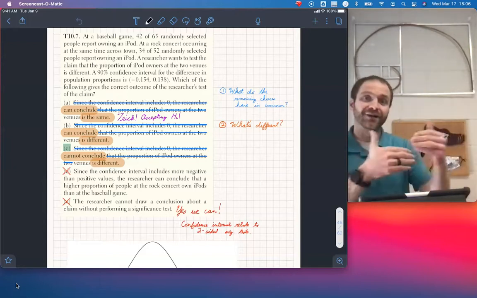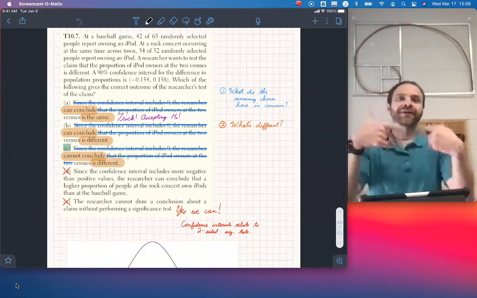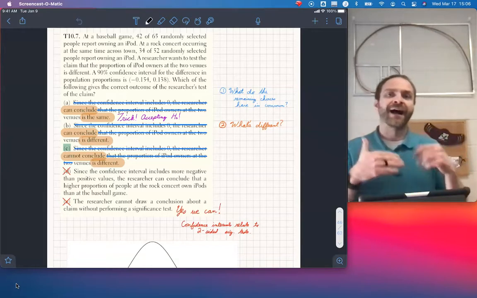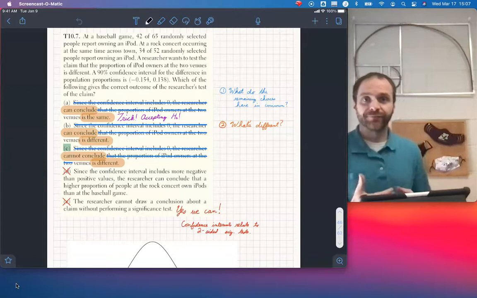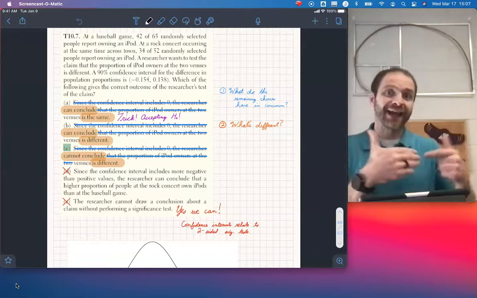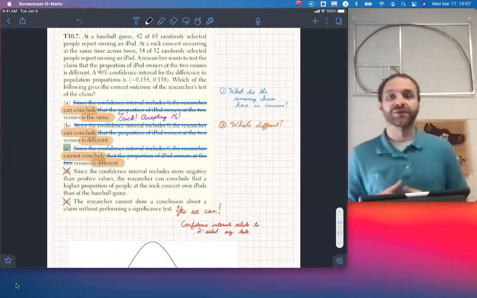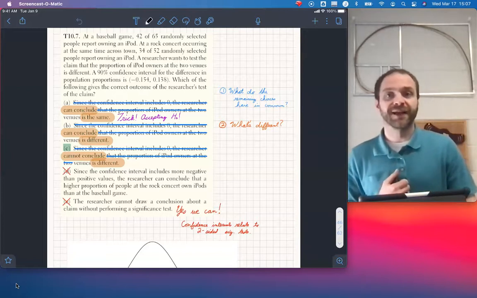So I cannot conclude they are different. So here is how that would be going. I do not have enough evidence to say that they are different. That's the same way of saying I cannot conclude they are different. So C is the answer to question 7.